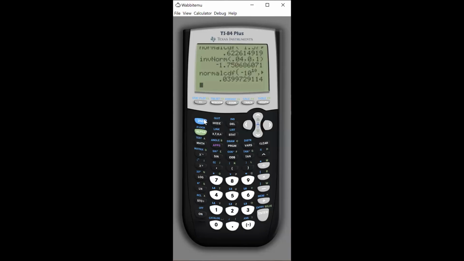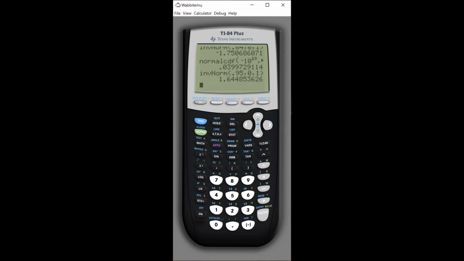So we're going to go second, bars, option number 3. I'm going to say my area is 0.95. We go paste, paste, paste, paste. So if you look at it, we get A is equal to 1.6449. And that's your final answer.